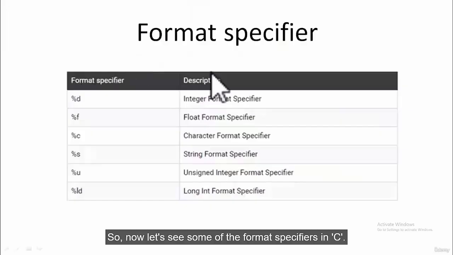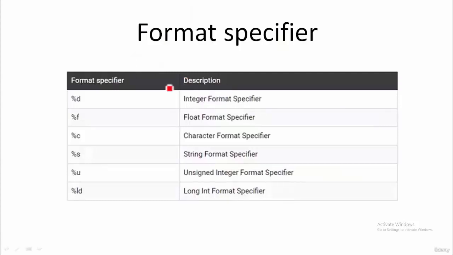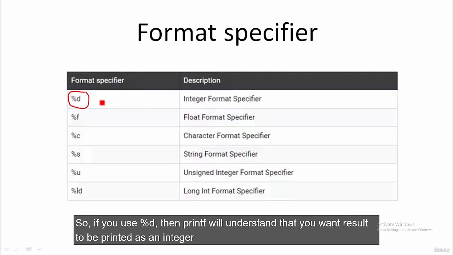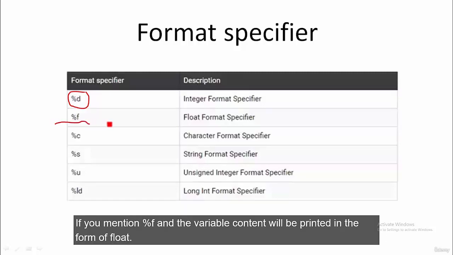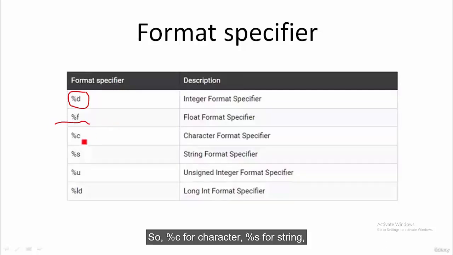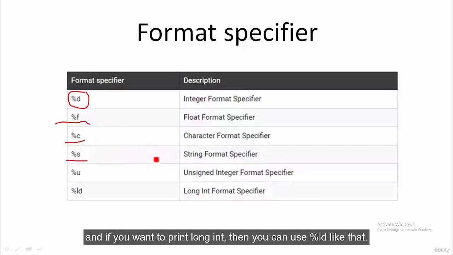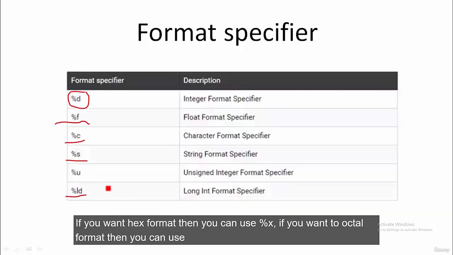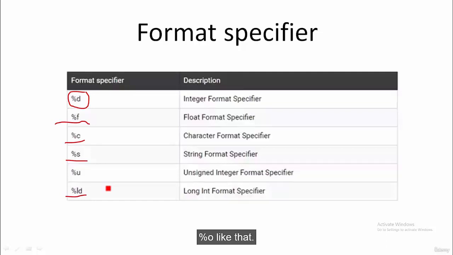So now let's see some of the format specifiers in C. If you use %d, then printf will understand that you want the result to be printed in integer format. If you mention %f, the variable content will be printed in the form of float. %c is for character, %s for string. And if you want to print long int, then you can use %ld. If you want hex format, then you can use %x. If you want octal format, then you can use %o.